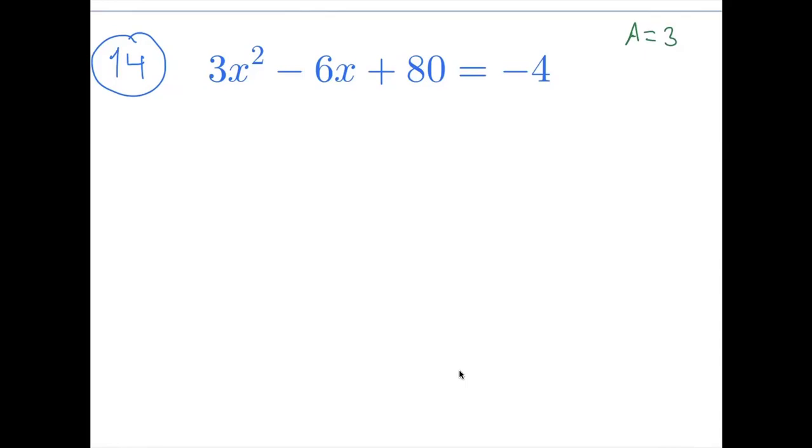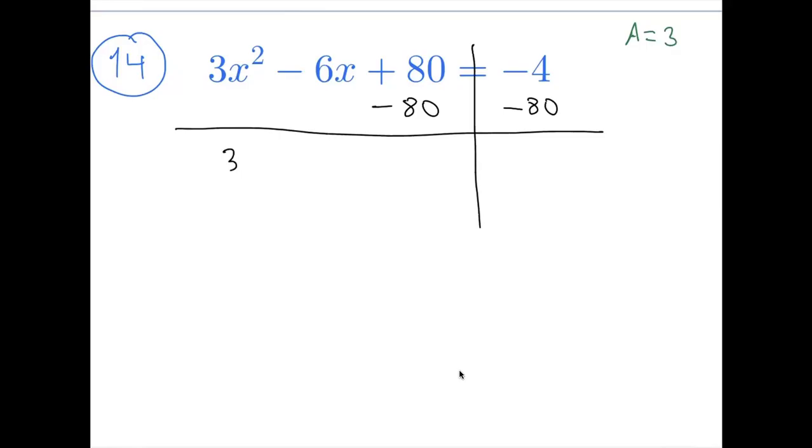What we also know is that 80 needs to be moved because we want to make sure that we have just x's on the left side. So to do that, we are going to subtract 80 from both sides. So that means that we're going to have 3x squared minus 6x equals, and then we have -4 minus 80, which is going to be -84. All right, so this is where we are at this point.